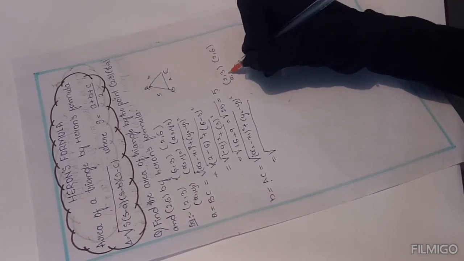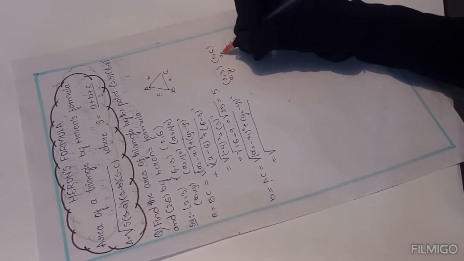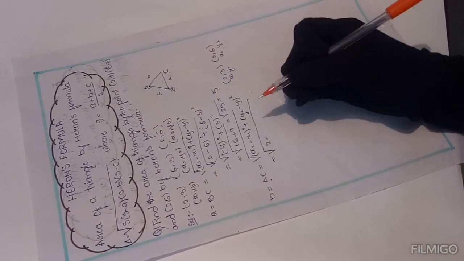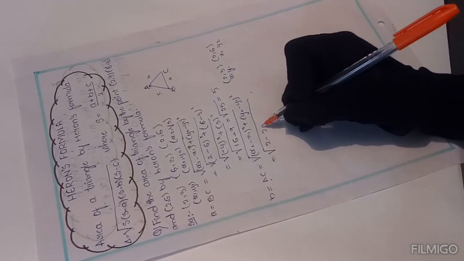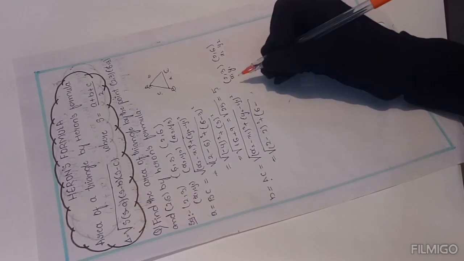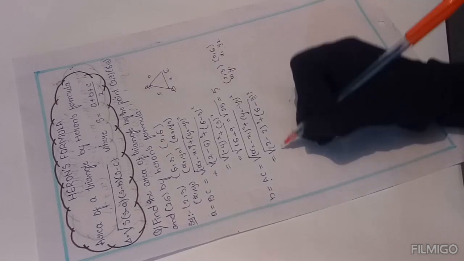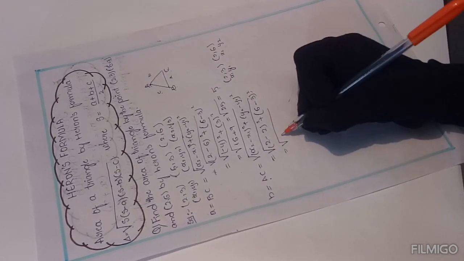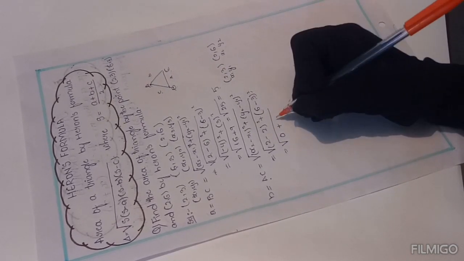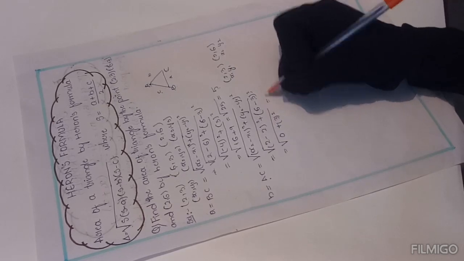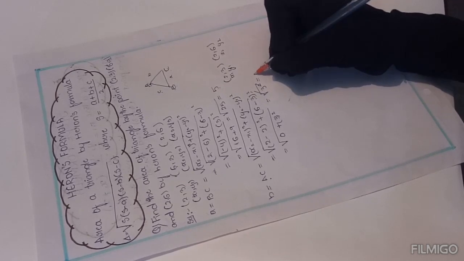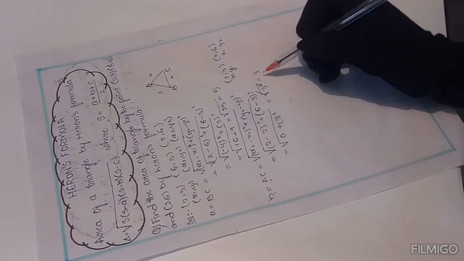So consider them as x1, y1, x2, y2. So the value of x2 is 2 minus the value of x1 which is 2, whole square, plus the value of y2 which is 6 minus y1 which is 3, whole square, under root. 2 minus 2 is equal to 0. 0 square is nothing but 0, plus 6 minus 3 is equal to 3 square, which is equal to under root of 3 square. The square root gets cancelled, we get 3. The value of B is equal to 3.